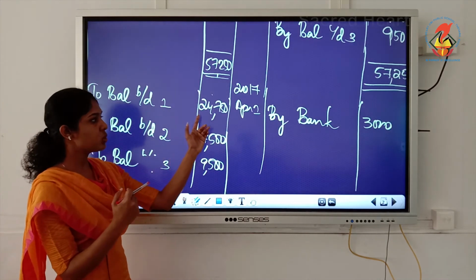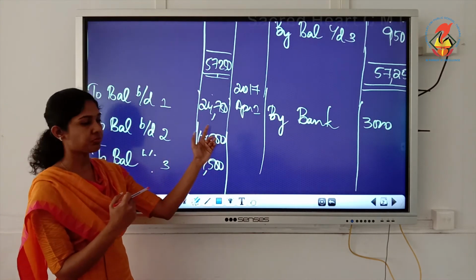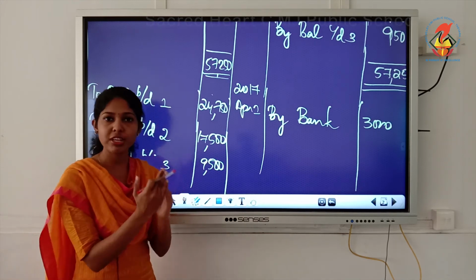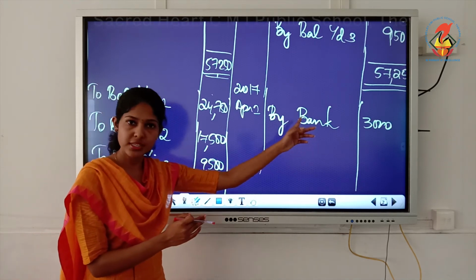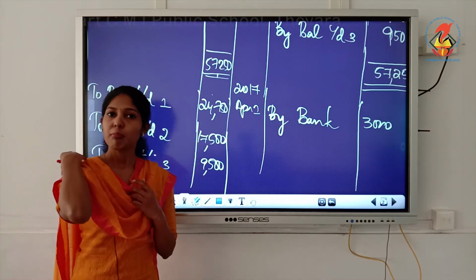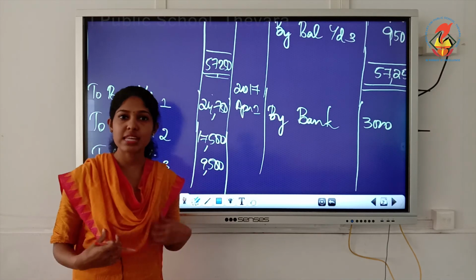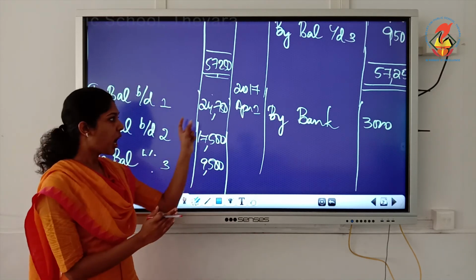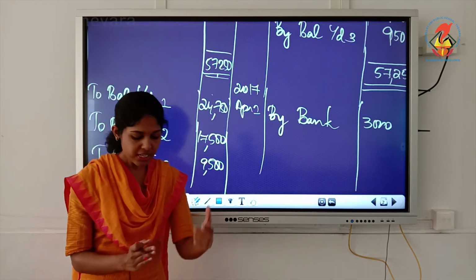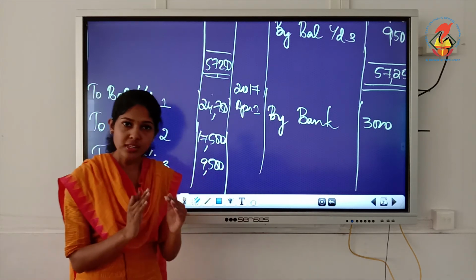Now the book value is 24,750. Will you compare 24,750 with 3,000? 3,000, yes, this is the sale value. 24,750 is the book value. But don't compare these two figures directly, because we are not selling this 24,750 fully. We are selling only 1/3 of that.